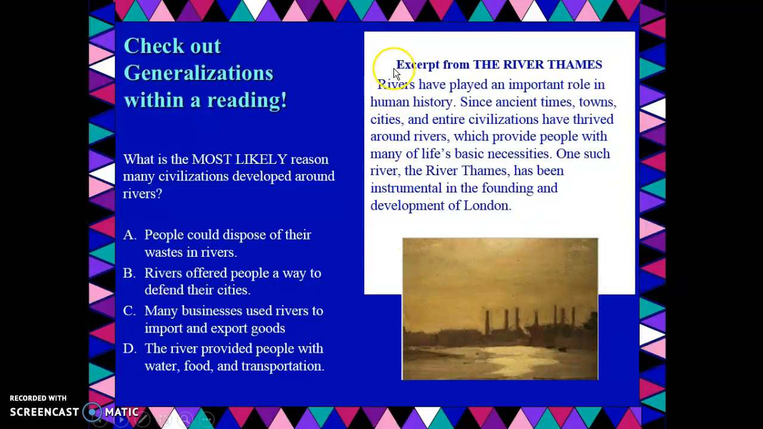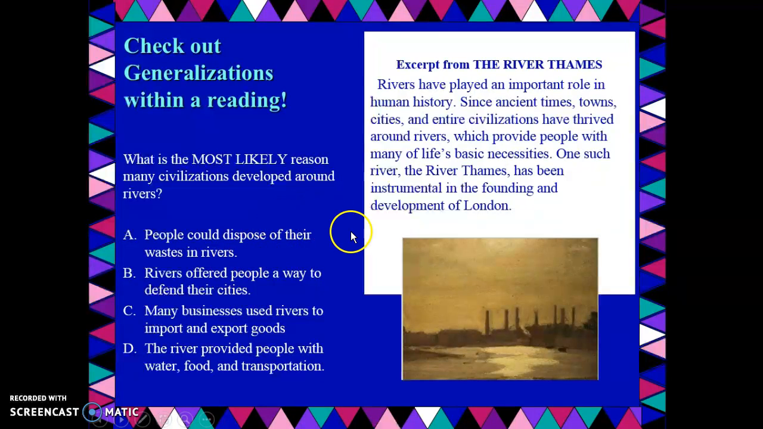So here is our excerpt from the River Thames. Rivers have played an important role in human history. Since ancient times, towns, cities, and entire civilizations have thrived around rivers, which provide people with many of life's basic necessities. One such river, the River Thames, has been instrumental in the founding and development of London.